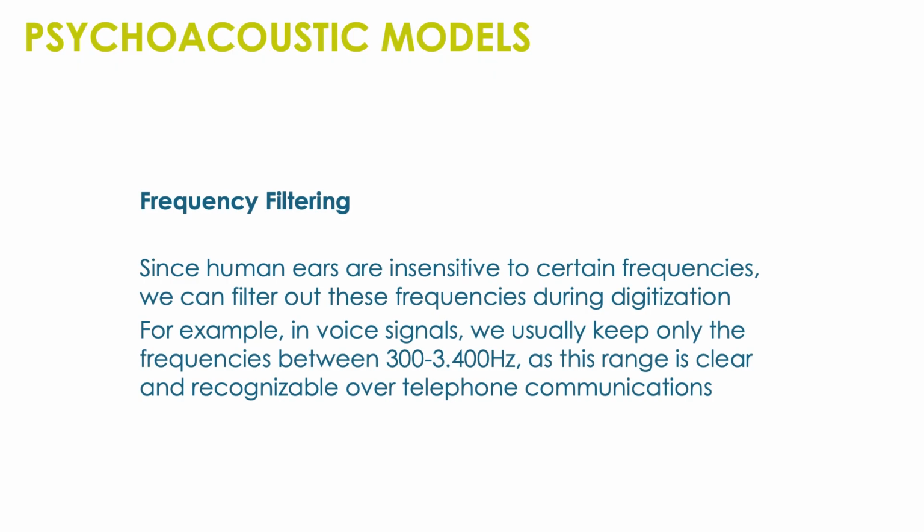The third technique is frequency filtering, retaining only the frequencies that are most important for perception, such as, for instance, the 300 to 3400 Hz range in voice signals. The masking effect is, in absolute terms, the most important way for compression. So now let's delve into the masking process.